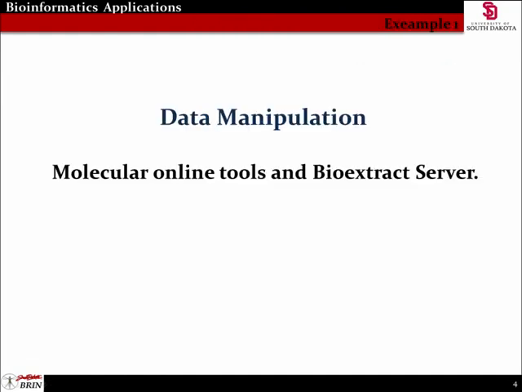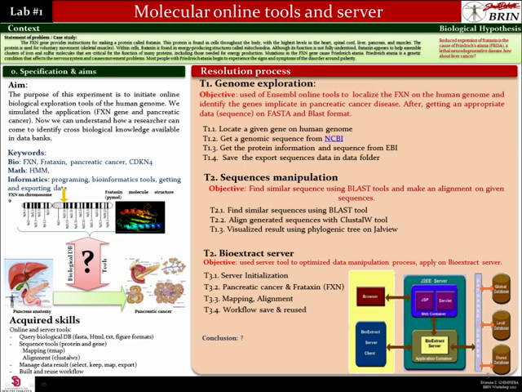Data manipulation is an important application of bioinformatics. Data manipulation includes the collection, storage, analysis, and creation of information helpful to a particular question. Some examples of data manipulation include molecular online tools and the bioextract server. The bioextract server is useful for accessing biomolecular data from many sources for many purposes.